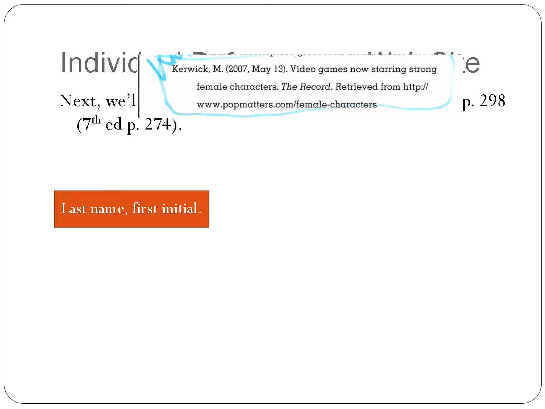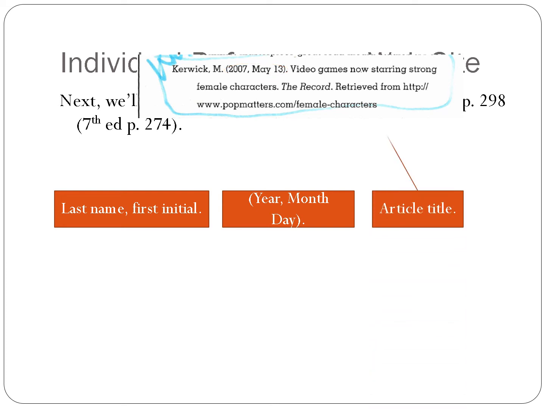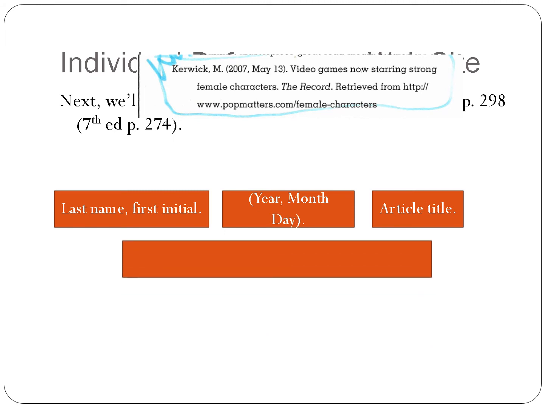Last name, comma, first initial. Your year, then the month and the day if you have one, and the article title. Capital letter, first word is capitalized, any proper names are capitalized, otherwise it's lowercase with no other emphasis.